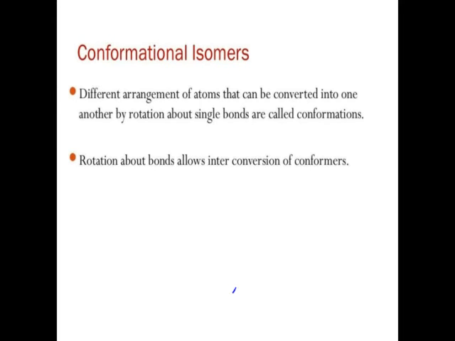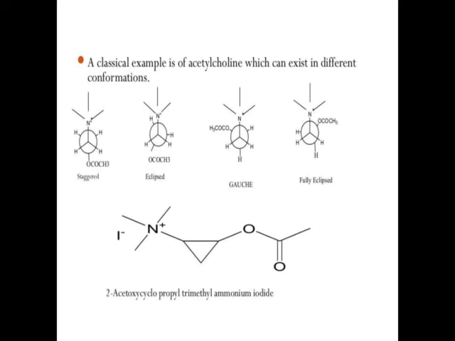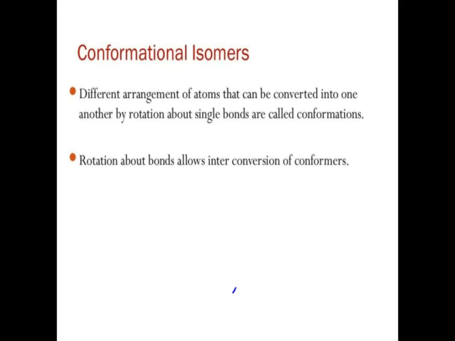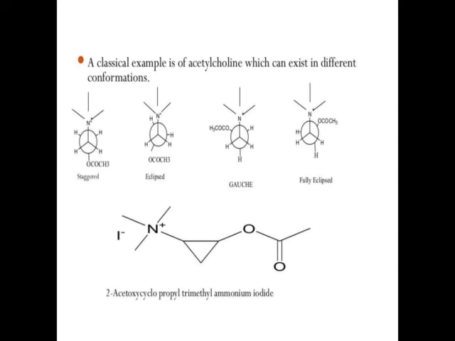Conformational isomer, and second one configurational isomer. So in case of conformational isomers, what is the conformational arrangement? If there is a different arrangement of atoms that can be converted into one another, that is, they are interconvertible by a rotation about a single bond, such isomers we call conformations. Okay, so acetylcholine is the best example of this conformation, which exists in different conformations.